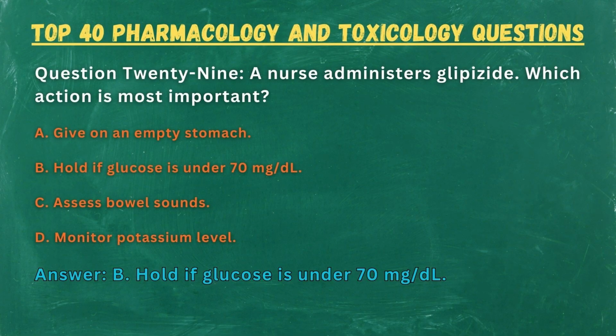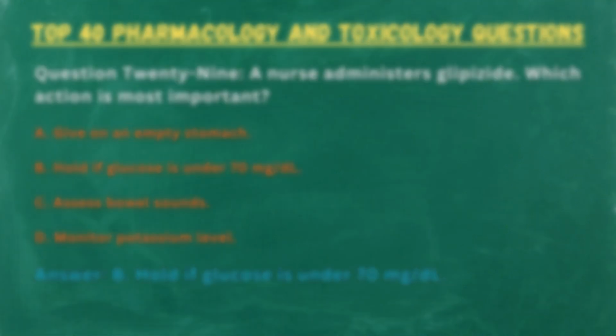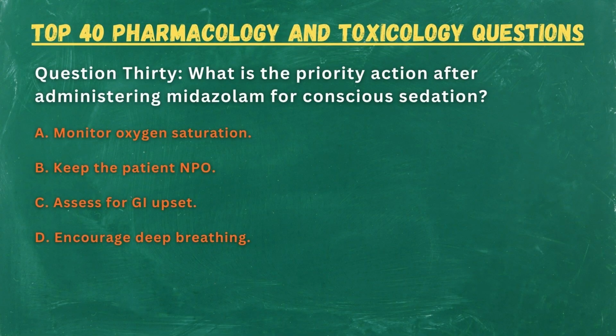Answer: B. Hold if glucose is under 70 milligrams per deciliter. Question 30. What is the priority action after administering midazolam for conscious sedation? A. Monitor oxygen saturation. B. Keep the patient NPO. C. Assess for GI upset. D. Encourage deep breathing.